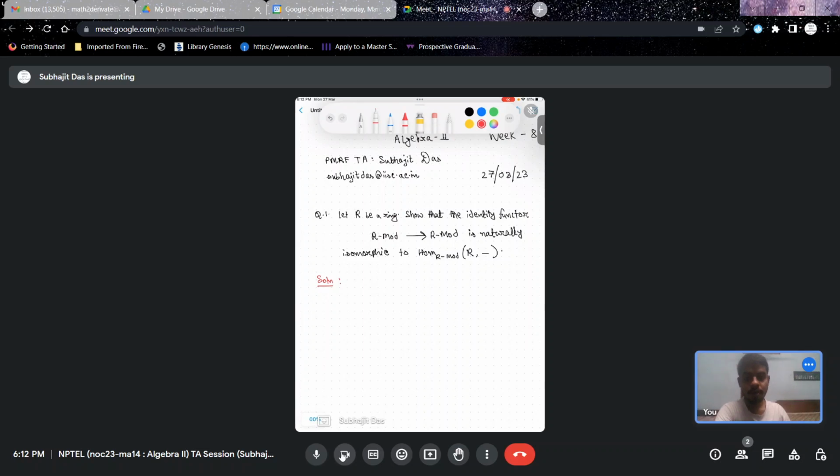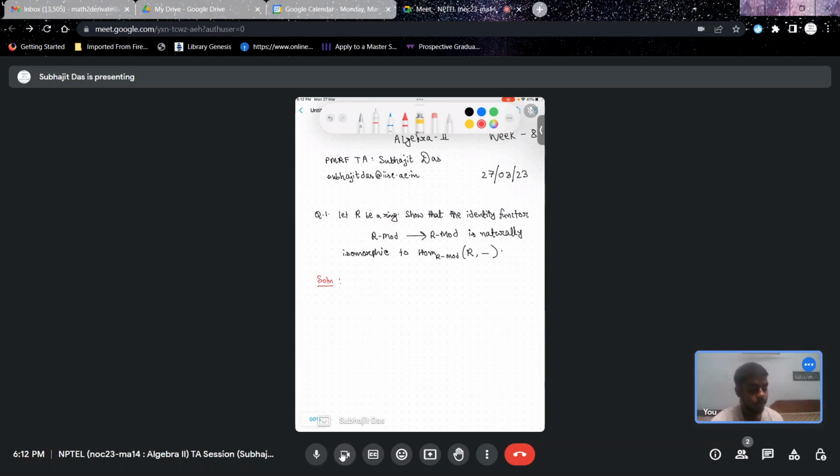Now, the question is asking that you have the category of left R modules, and you look at the identity functor from R-Mod to R-Mod. We need to show that this is naturally isomorphic to the Hom functor, which is represented by the ring R considered as a module over itself.